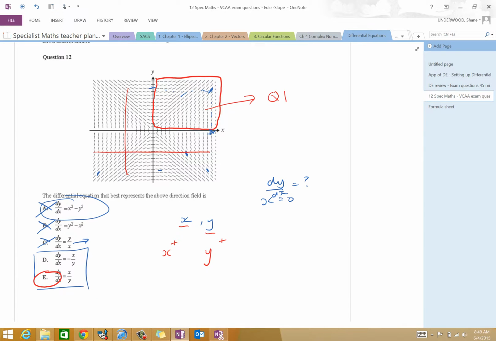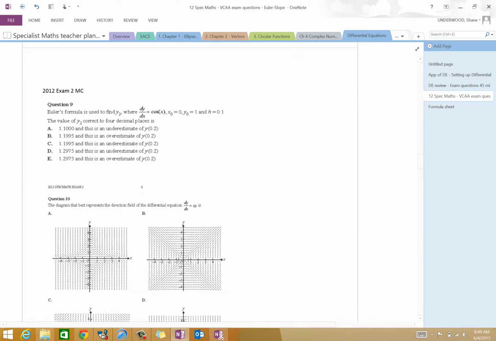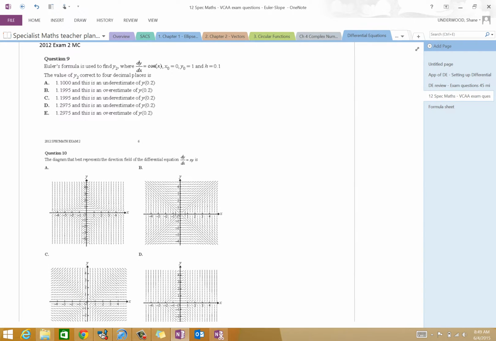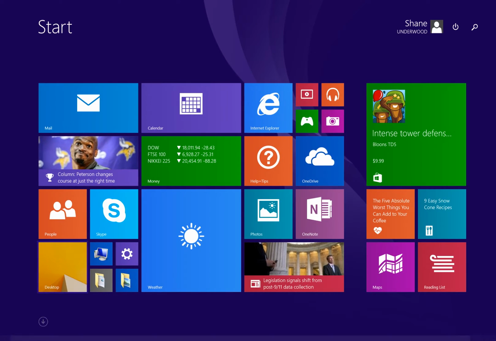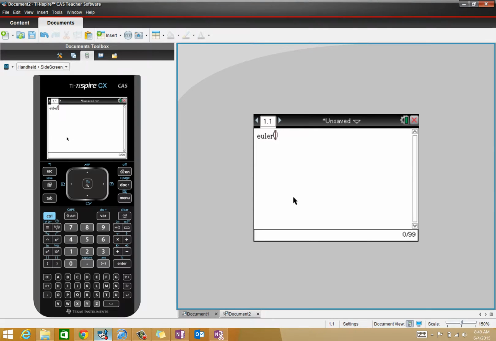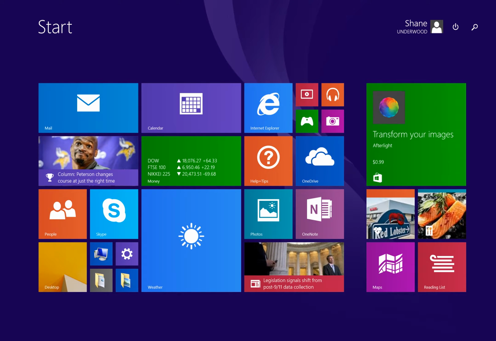Now, as we go through them, you're going to eventually realise how quick they are. Euler's formula is used to find this and so on. Now, let's go to our Euler's question, yes? And someone's going to explain to me how to do that question. Is anyone willing to put their hand up and have a crack?